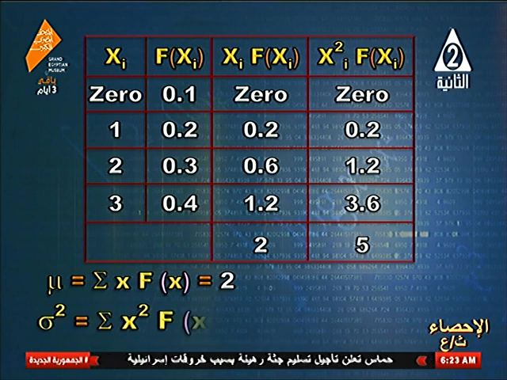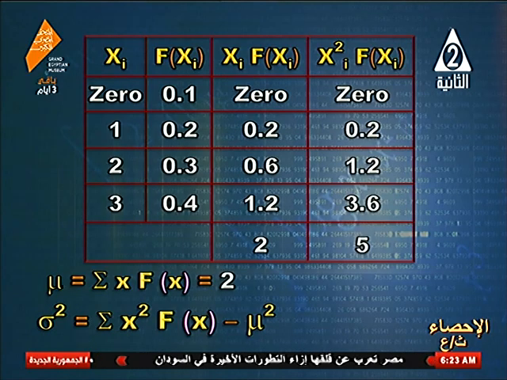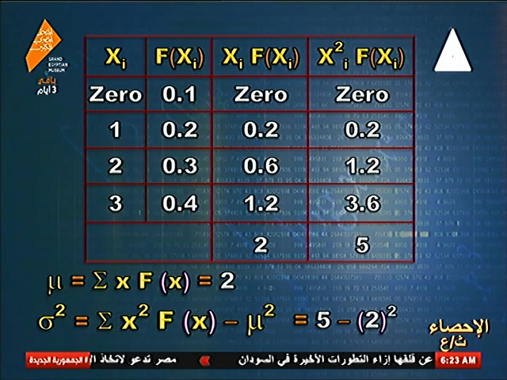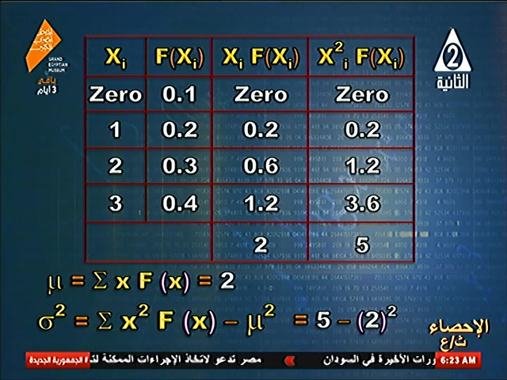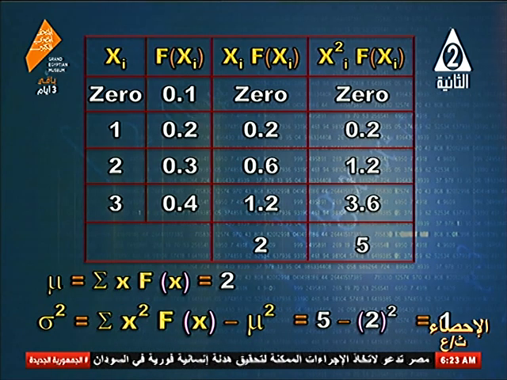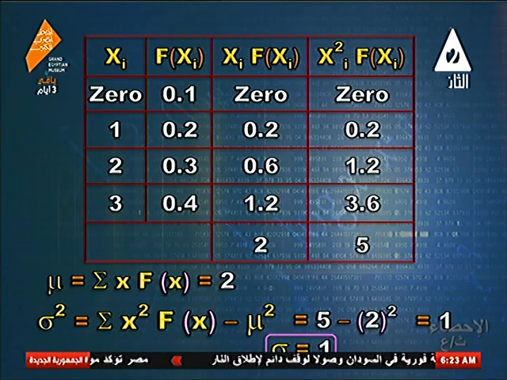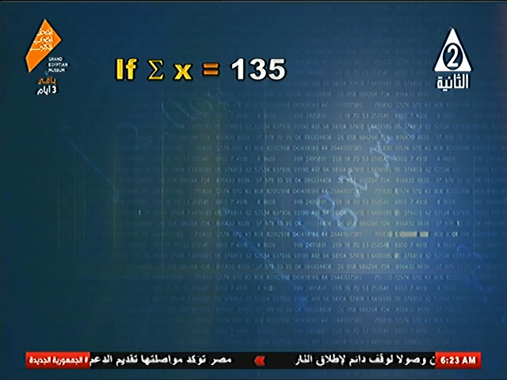What is the sigma square? Summation xi square f of xi minus mu square. The summation is 5 minus mu square, 2 power 2 equals 4. 5 minus 4 equals 1. What is the sigma? Sigma is 1. Sigma is called standard deviation. Now we translate to another example.